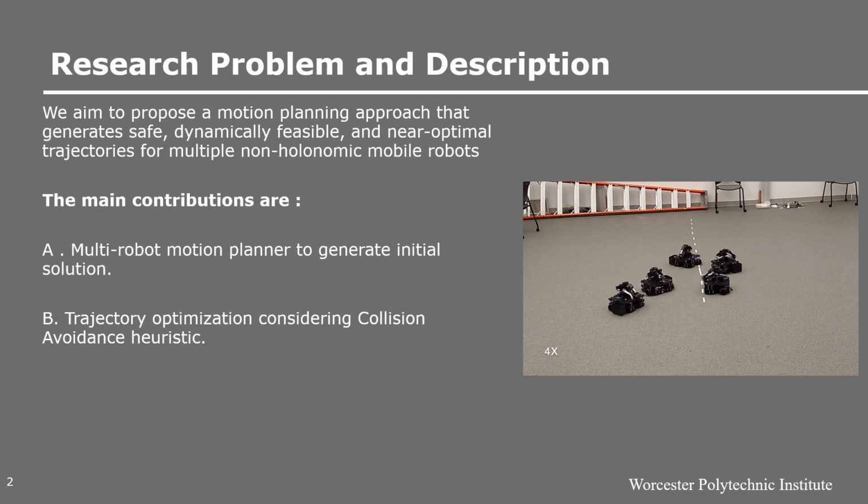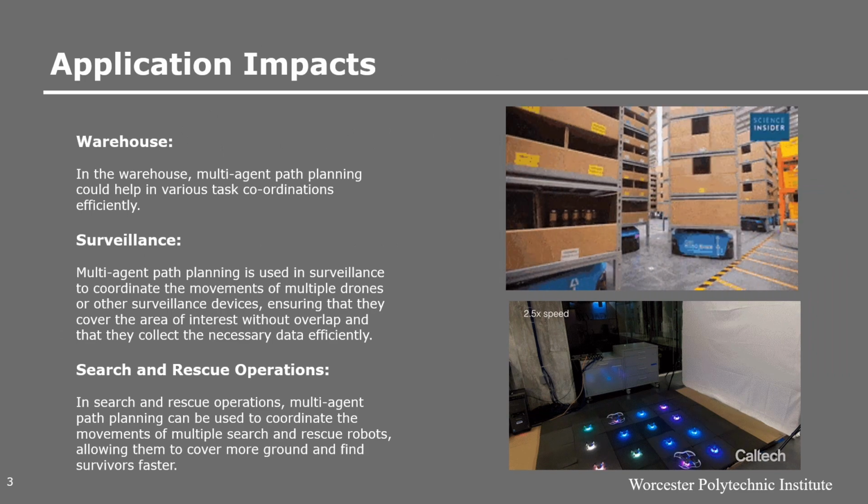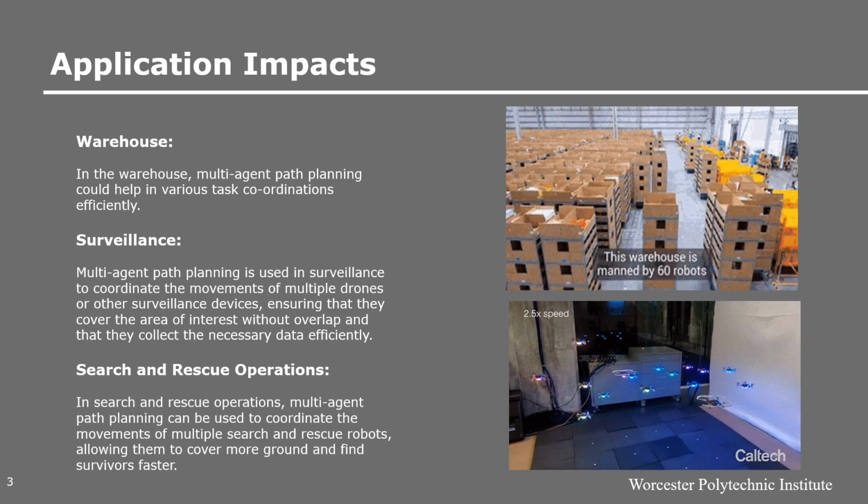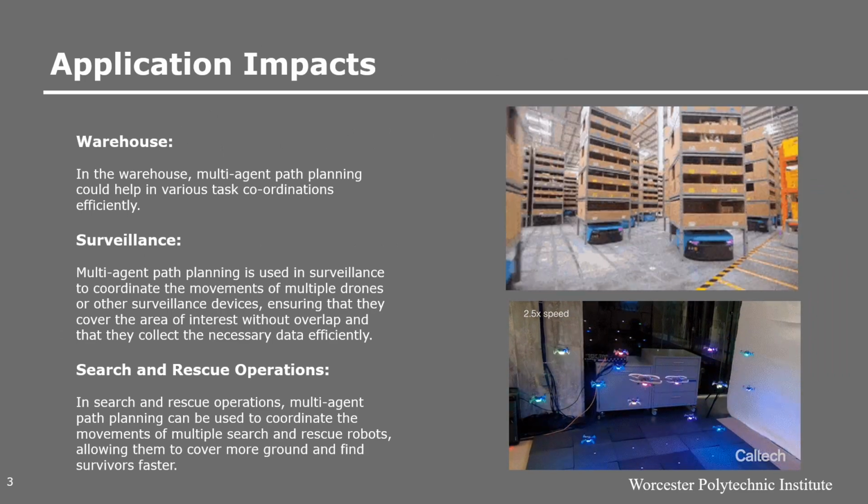We aim to propose a motion planning approach that generates a safe, dynamically feasible, and near optimal trajectory for multiple non-holonomic robots. The main contributions of our work are implementing a multi-robot motion planner to generate initial solutions, and trajectory optimization considering collision avoidance heuristics. The application impacts of this project could be defined in three various areas.